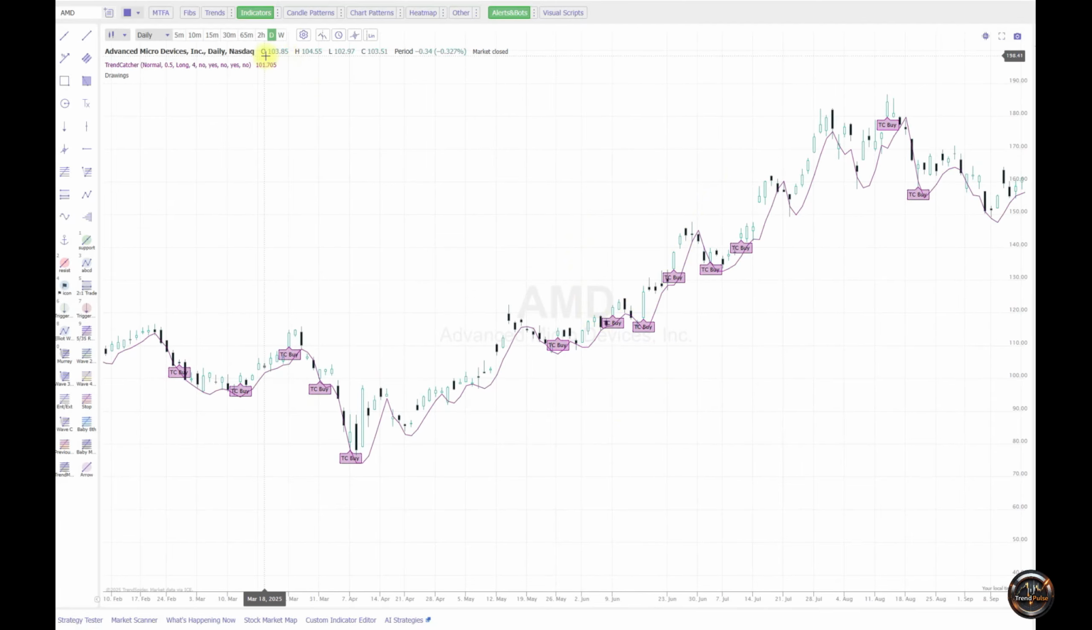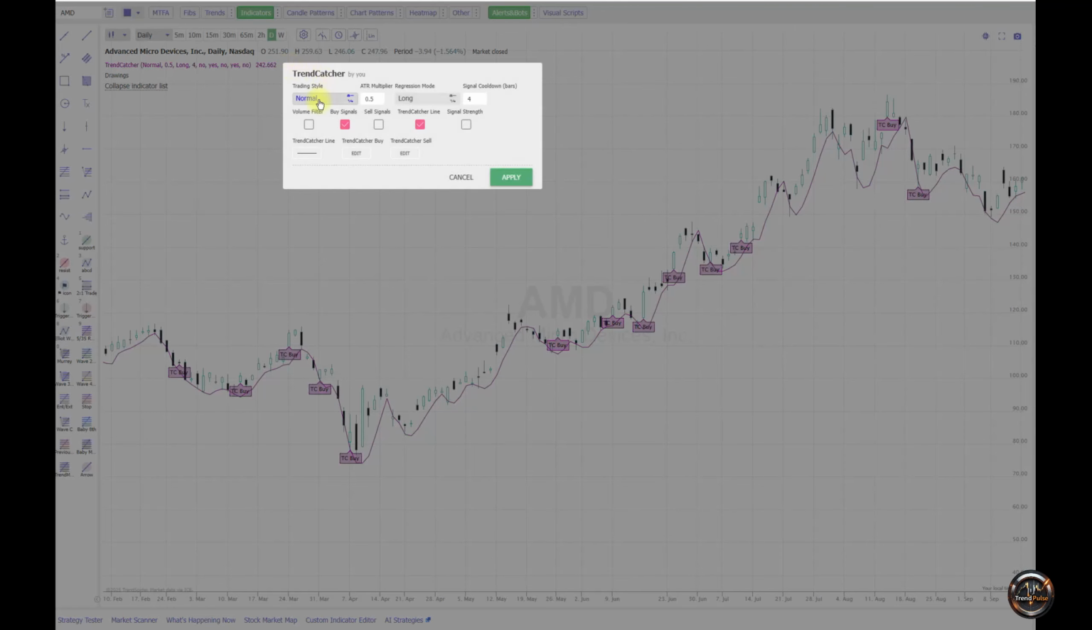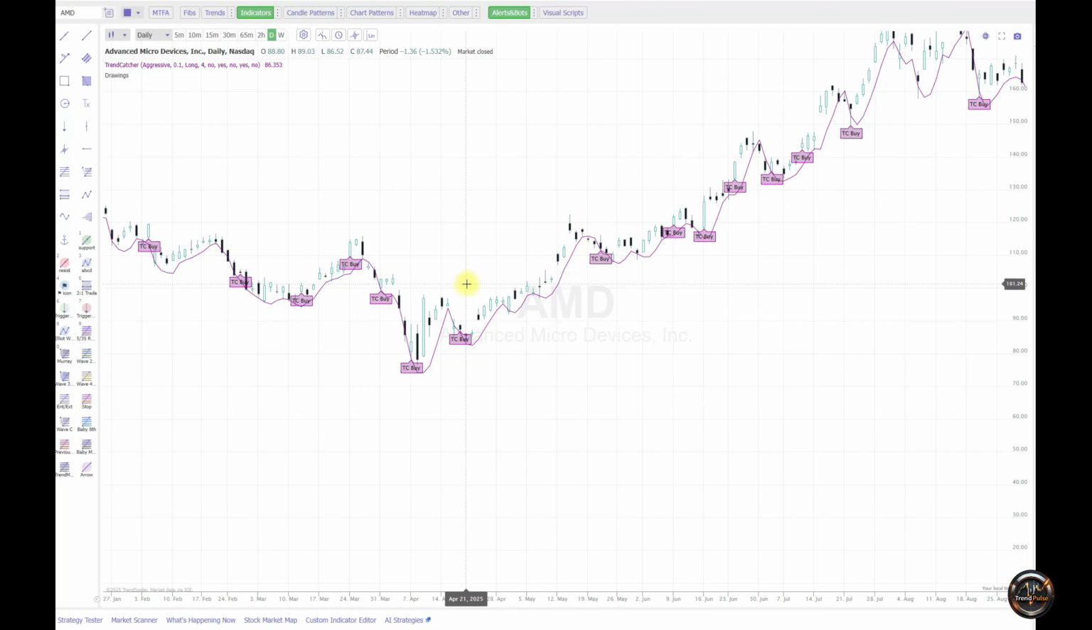Now let's play with the settings even further. So we're going to go trading aggressive. Now if you take this down, so the default is 0.5, take it down to 0.1, which is the most aggressive. Now let's see what we have. And here you can see a lot of your buy signals shifted to the left, which is a great thing.